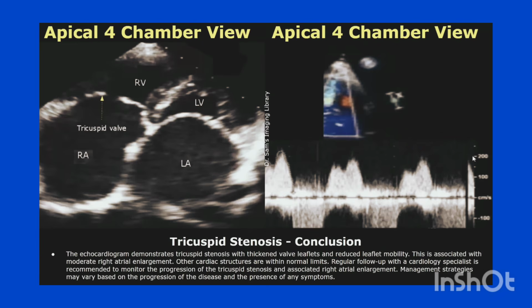Here is the conclusion. The echocardiogram demonstrates tricuspid stenosis with thickened valve leaflets and reduced leaflet mobility. This is associated with moderate right atrial enlargement. Other cardiac structures are within normal limits.